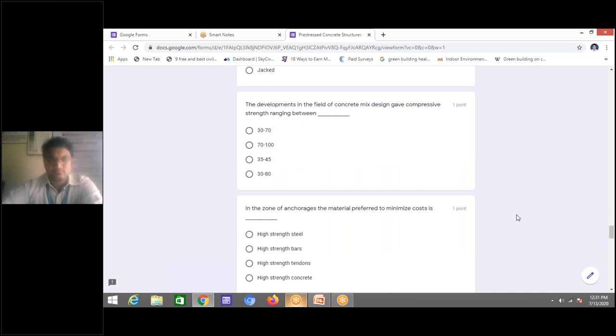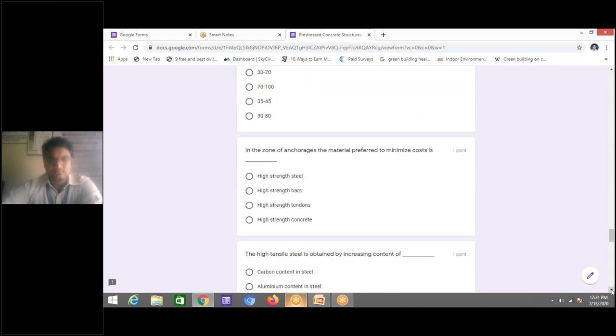The developments in the field of concrete mix design gave compression strength ranging in between. So here I'm not asking which grade of concrete is used for pre-stress. I'm just asking what developments nowadays took place in concrete. That you have to write. Don't write related to pre-stressing. Write in a general form. What developments were made in the field of concrete mix design in terms of compression strength. So that is a general question.